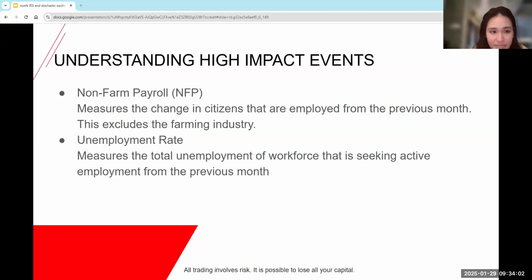More employment data now. Non-farm payroll, or the NFP, measures the change in citizens that are employed from the previous month, excluding the farming industry. And unemployment rate measures the total unemployment of workforce that is seeking active employment from the previous month.